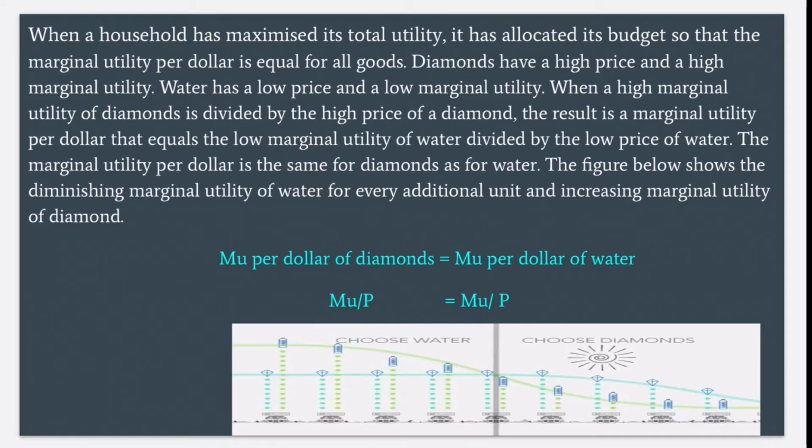When a household has maximized its total utility, it has allocated its budget so that the marginal utility per dollar is equal for all goods. Diamonds have a high price and a high marginal utility. Water has a low price and a low marginal utility.